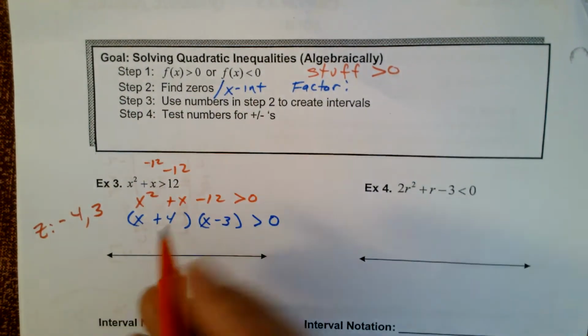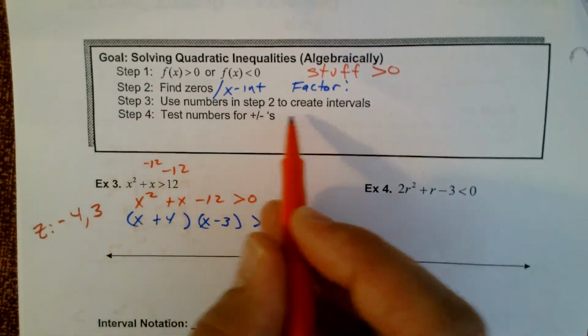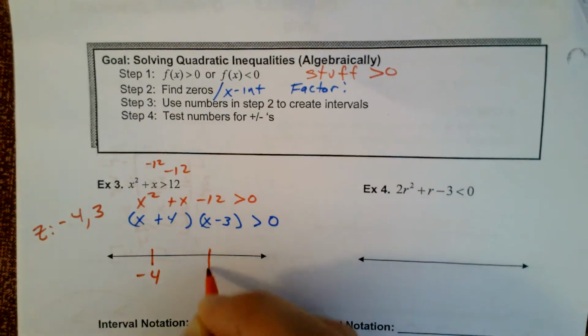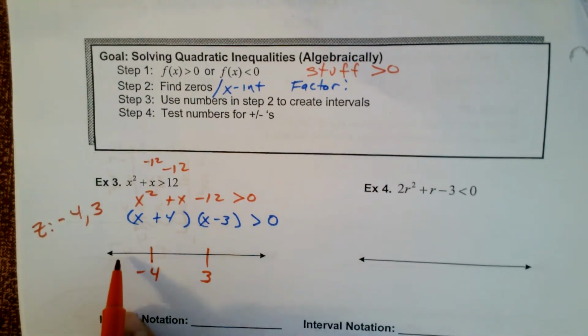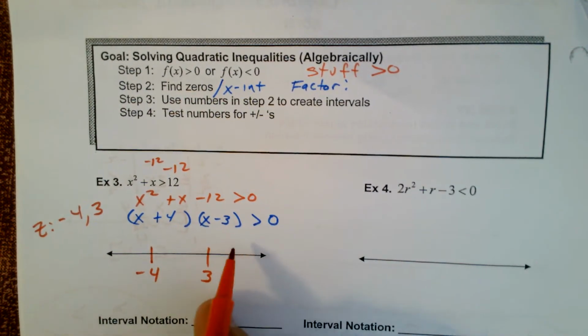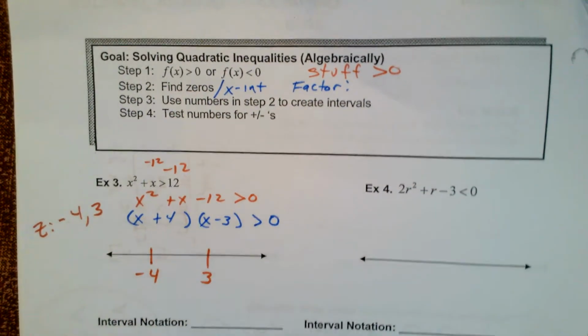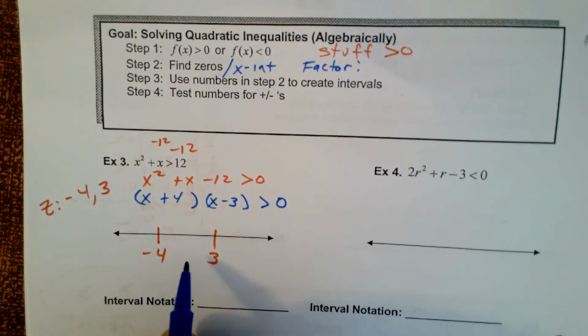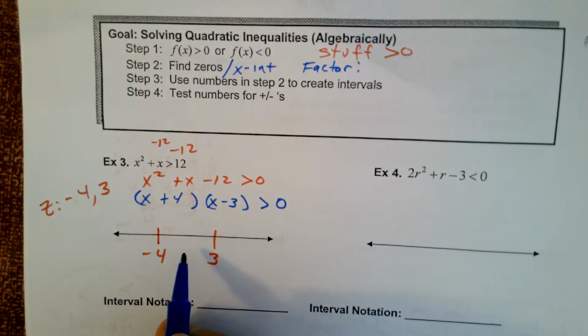Now put that on a number line. So step 3, use the numbers in step 2 to create intervals. So we're going to put that on a number line. And basically what we did was we created 3 different sections or intervals that we need to test. Okay. So step 4 is now they want us to test for pluses and minuses. Okay. So what does that mean? Well, we want to choose a number in these intervals and test them and see what we get.